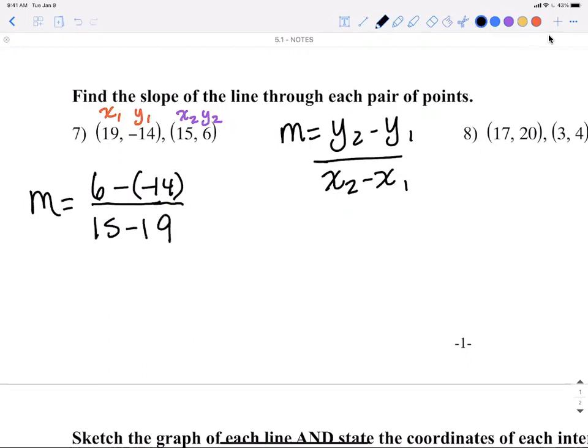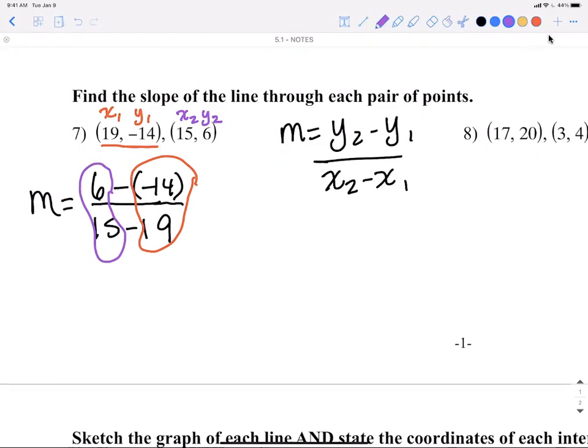Now, you always want to do a quick visual check here, okay? And I'll do it in color and then I'll erase my color. What you want to make sure is that, notice I made 19 and -14 my X1, Y1 group. They should be stacked on top of each other in my equation. You've got to keep them together. You can't put 6 minus a -14 and then underneath have 19 minus 15, because then you've got your Y's and X's crisscrossed. And then likewise, my purple group, my X2, Y2, they should be stacked right on top of each other, 15 and 6, okay?